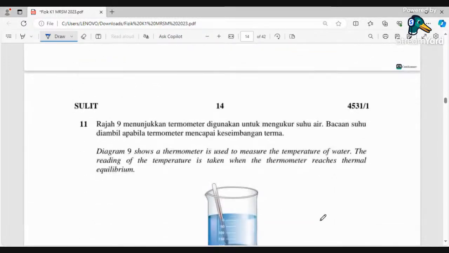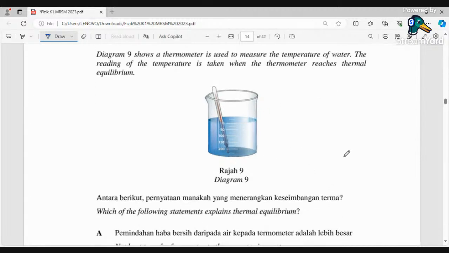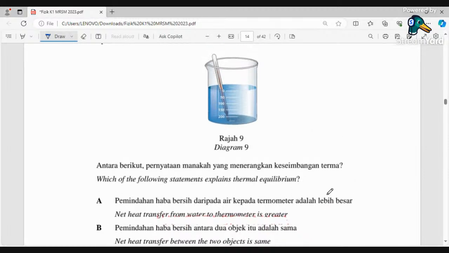Okay, number 11. Diagram shows thermometer used to measure temperature of water. Reading of temperature is taken when thermometer reaches thermal equilibrium. Which of following statement explain thermal equilibrium?